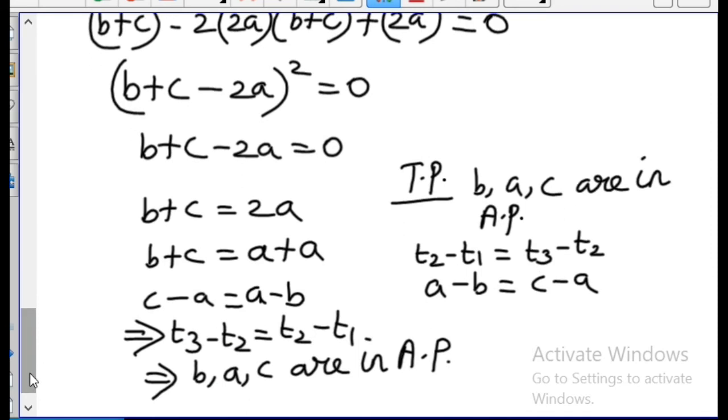But this is not the expression we have to show. Here they asked to show b, a, c are in the AP. AP means you have T2 minus T1 is equal to T3 minus T2, from the second term you have to write like this. So when you simplify, you are getting the answer like this.